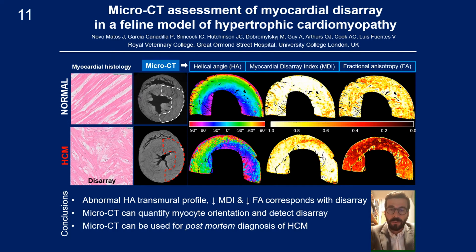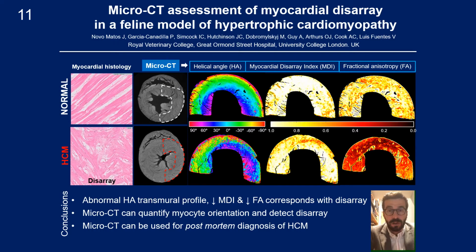We perform micro-CT scans in normal and HCM hearts and assess myocyte orientation using structure tensor analysis by determination of the helical angle and two other variables, namely myocardial disarray index and fractional anisotropy, where values close to 1 represent myocytes aligned in the same direction, and values close to 0 represent random myocyte orientation.